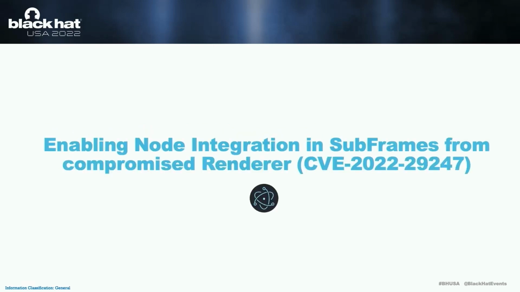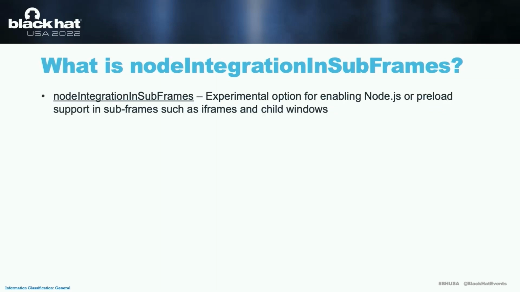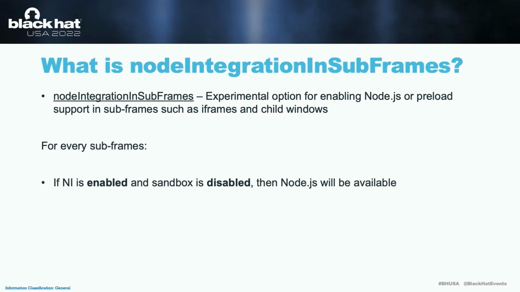Let's see. First, I'm going to present a CVE which we discovered in Electron, which enables node integration in subframes from a compromised renderer. So what is node integration in subframes? Let's say you have a website, for example example.com, and you create an iframe within that website to load another web page. Now, if you want to provide access to node primitives or preload scripts within this iframe, you need to enable a feature flag known as nodeIntegrationInSubFrames, because by default, it is false. So this is a way to provide access to preloads or node primitives to your iframe.